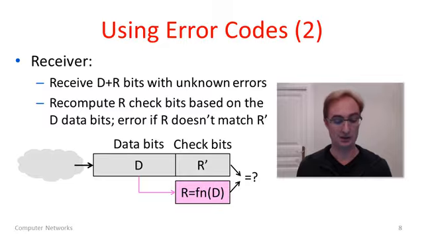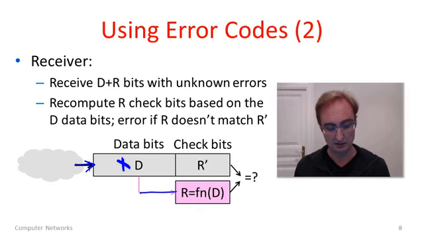On the other side, the receiver will receive from the network this package of D plus R bits. There could be errors in these bits. Let's just say there's an error in the data here, maybe I'll put an X in the data. What the receiver will do is take the data bits and recompute the check bits from that data.